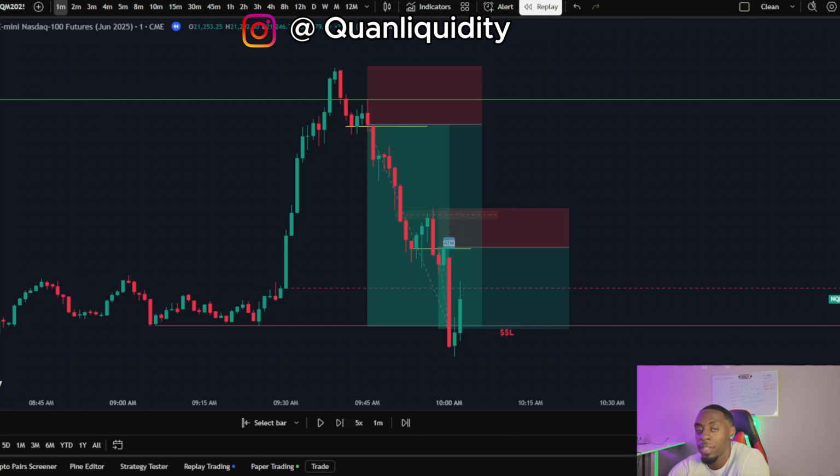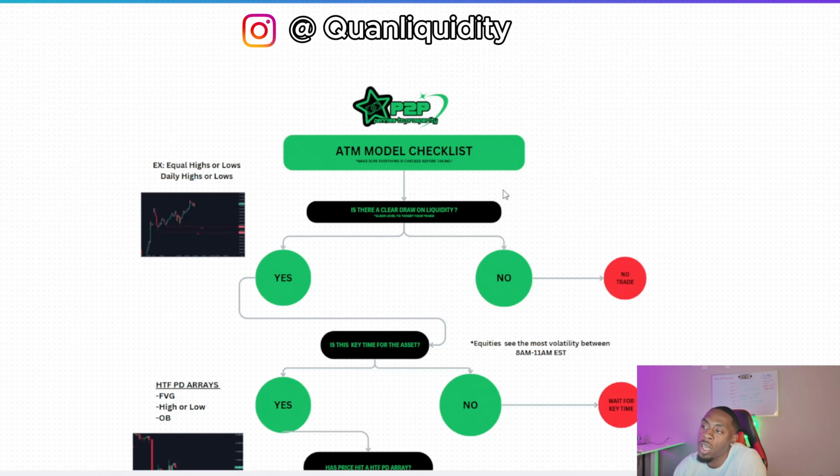Obviously, you know I would never leave you guys hanging. So in the description, I actually have an ATM model checklist that gives you all the steps and allows you to make the decisions for yourself. I'm gonna show you what that looks like now and how you can use it. So as you can see here, first thing is there's some sort of clear draw on liquidity, like we talked about in the video, engineered highs or lows. So if there is, you go to the next thing. If there's not, there's no trade.